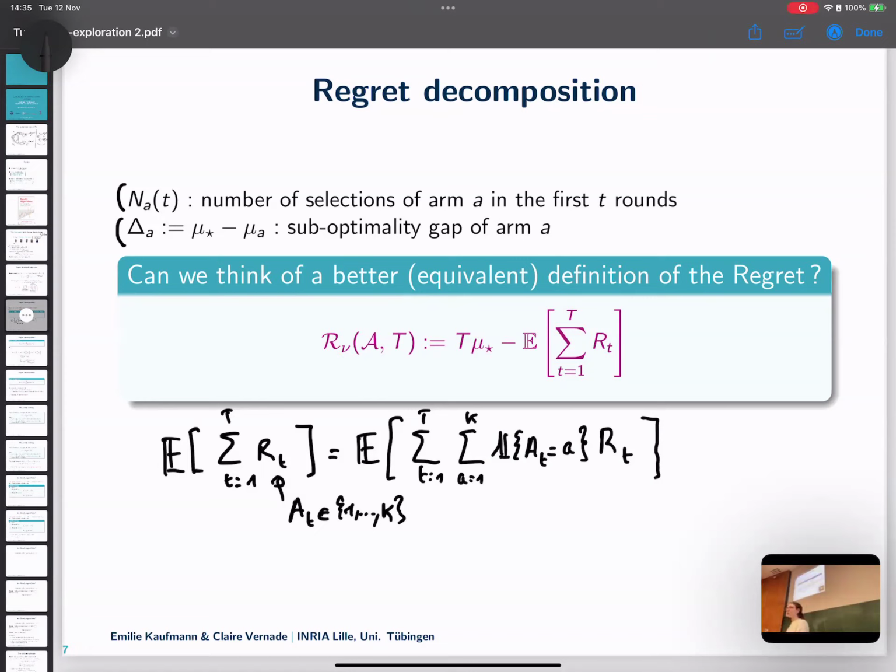I've just summed over the arms, and essentially only one of these indicator variables is true at every time t, right? So I've just added a lot of zeros at every time step. All right, and now essentially I can invert this sum. So I can sum for A from 1 to K of the expectation of the sum over T.